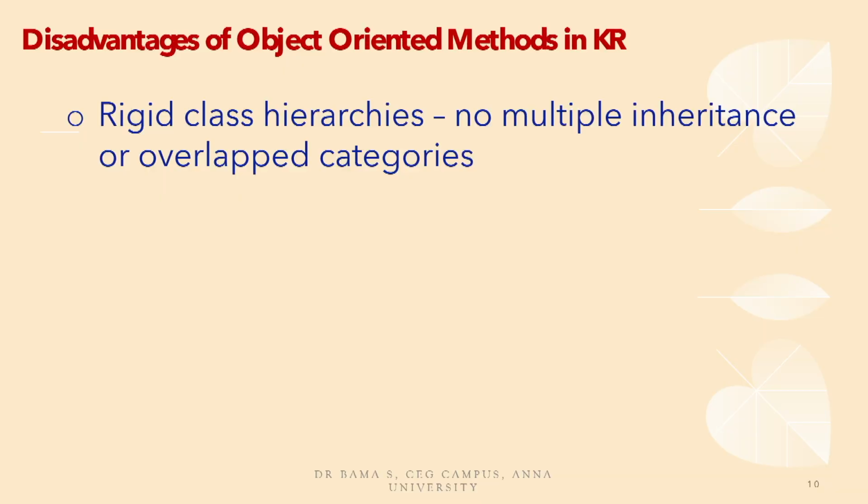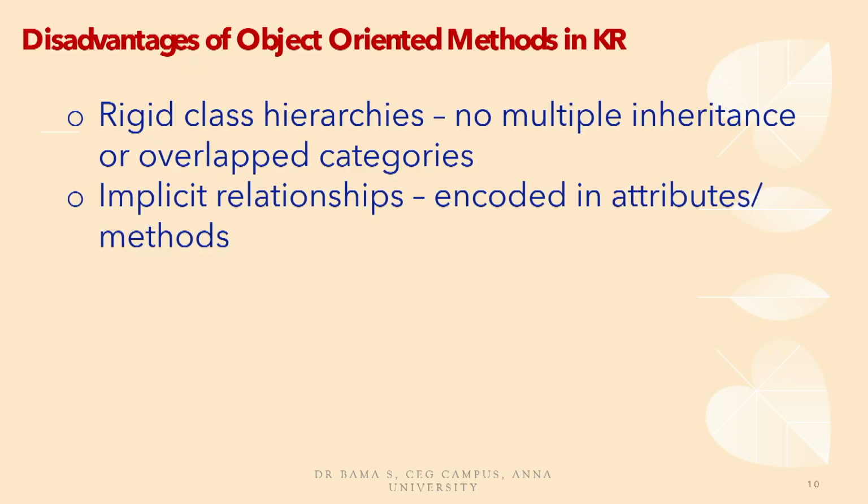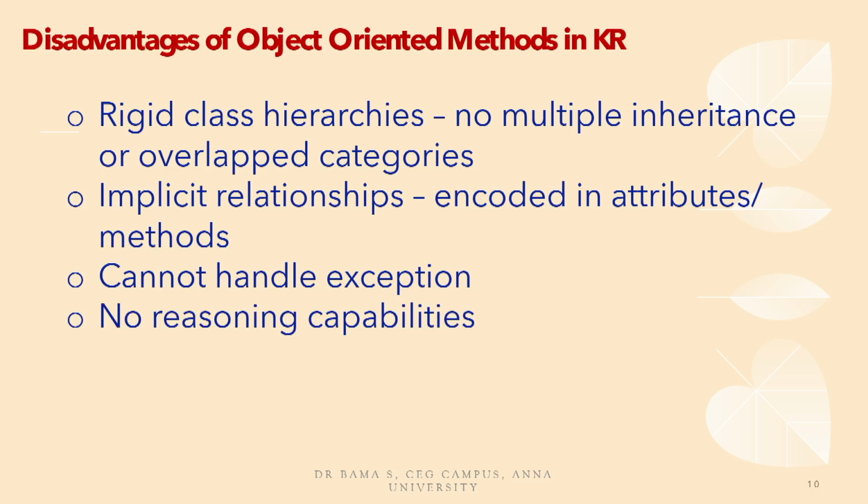Now, what are the disadvantages with respect to object oriented methods? The first one is rigid class hierarchy, that means there are no multiple inheritance properties or categories that can be included within that object oriented approach. Another one is implicit relationship, that is encoded in attributes or methods, there is no flexibility within that. The third, it cannot handle exceptions, and the other one is reasoning capabilities are not possible.